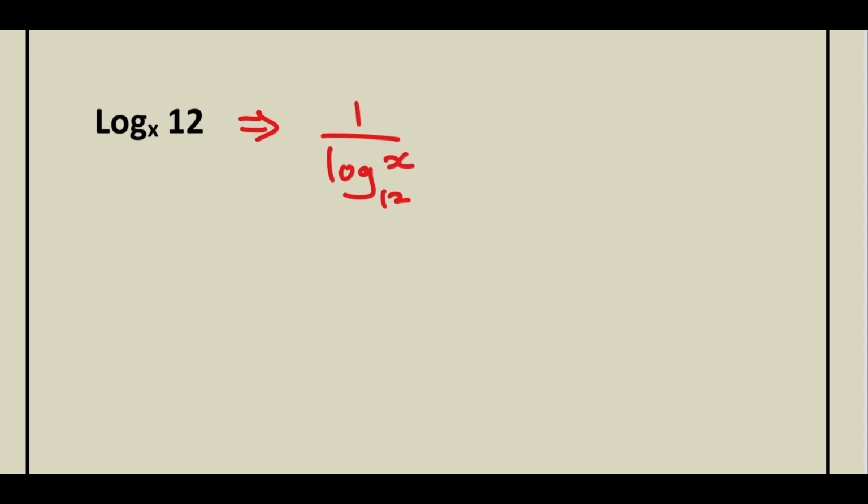Then the next is log 12 base x. This will now become 1 over log x base 12. And these rules can really help you later when you want to simplify where the bases are not the same, but you are able to express all of them to a given base. So you are able now to change from one base to another base to make you be able to simplify.